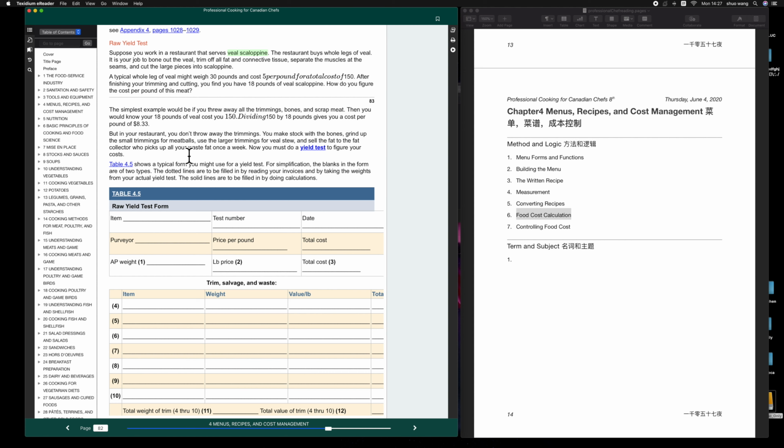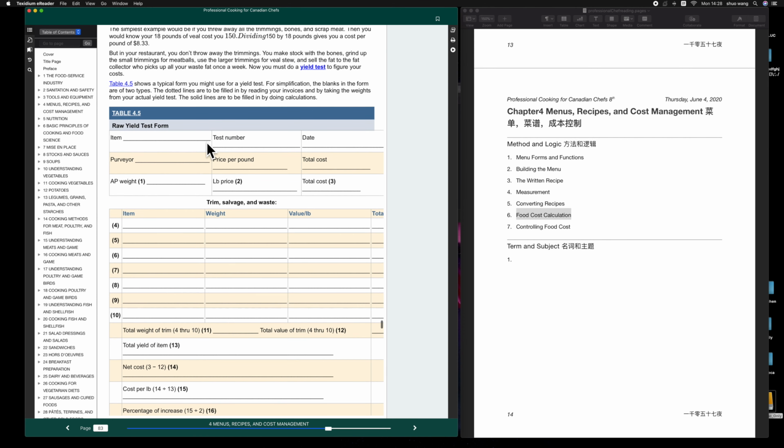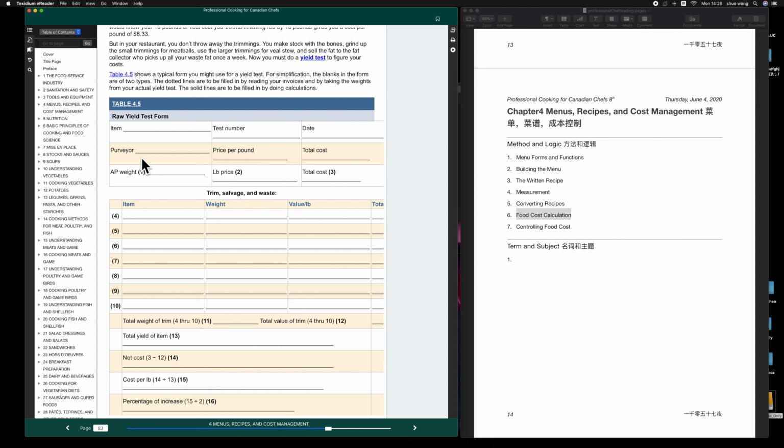For simplification, the blanks in the form are of two types. The dotted lines are to be filled in by reading your invoices and by taking the weights from your actual yield test. The solid lines are to be filled in by doing calculations. Table 4.5 Raw Yield Test Form. 它里面给了一个 test form，就是说你怎么算这个 yield。我们看有 item, purveyor, AP, test number, price per pound, total cost, item weight, value, total. OK.